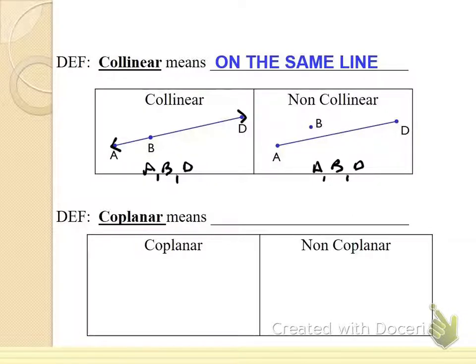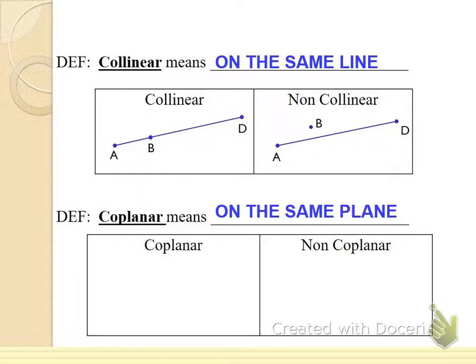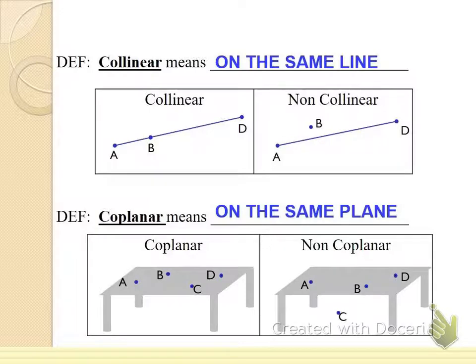And coplanar, kind of the same deal. Coplanar means on the same plane. Okay? So these points are coplanar. These points are not. In the first picture, those 4 points are all on that tabletop, so obviously in the same plane. In the next picture, the C has kind of fallen off the table and sits on the ground now. So those are non-coplanar.